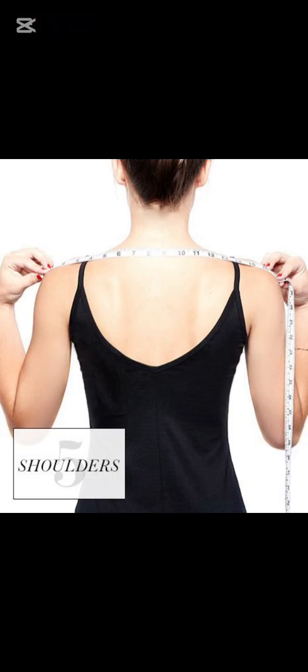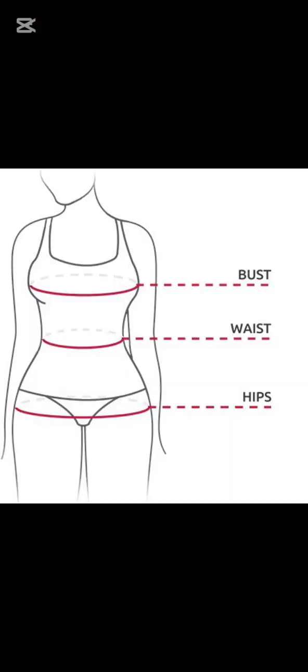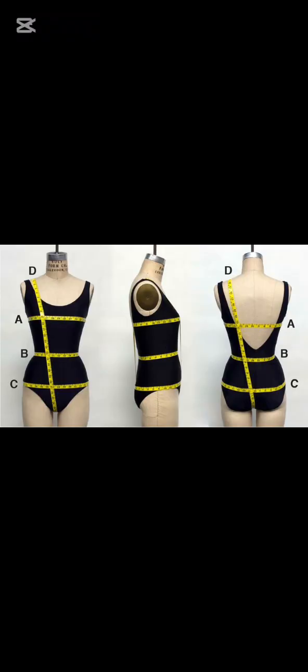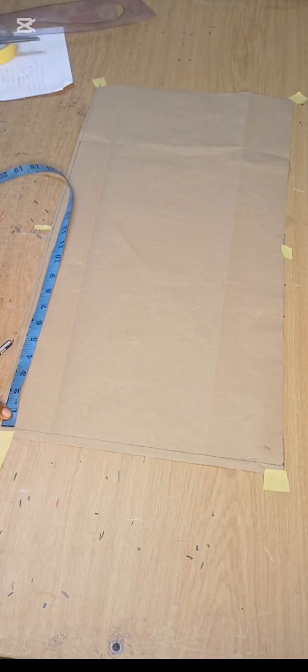So the first measurements I'll start with are the shoulder to shoulder measurement, the bust circumference, waist circumference, hip circumference, shoulder to bust, shoulder to waist and shoulder to hip measurement. So what I did first was that I started by ruling my starting line.